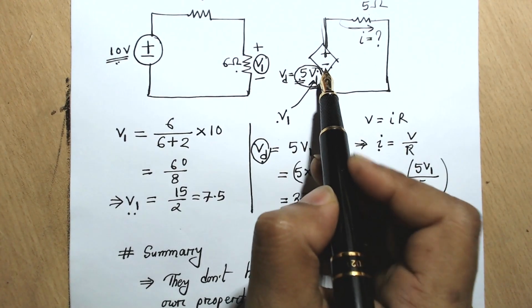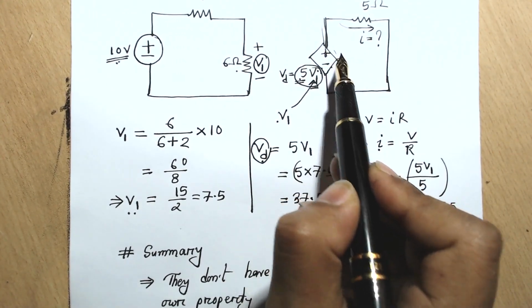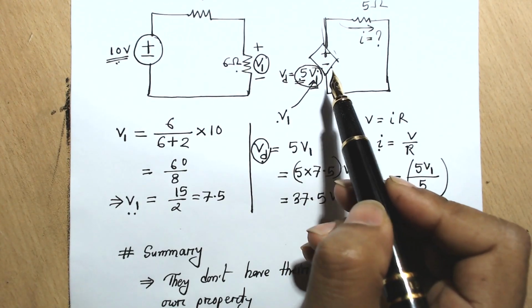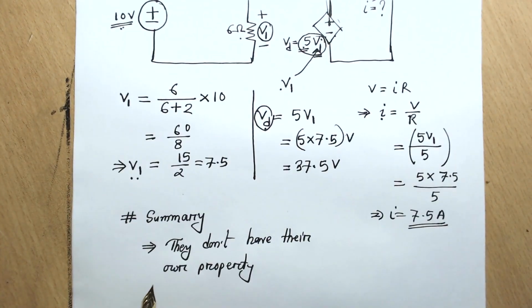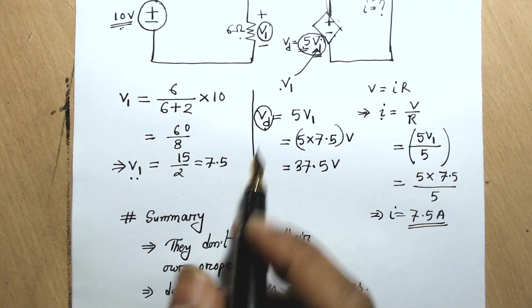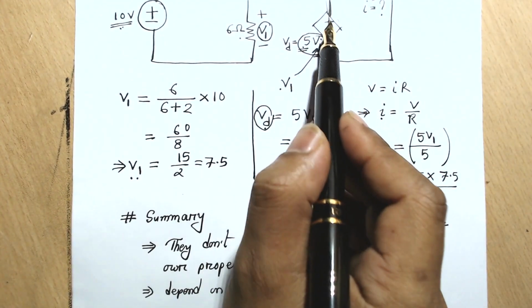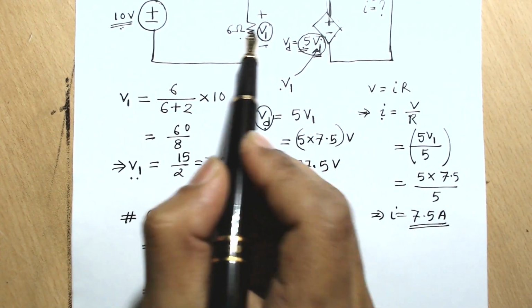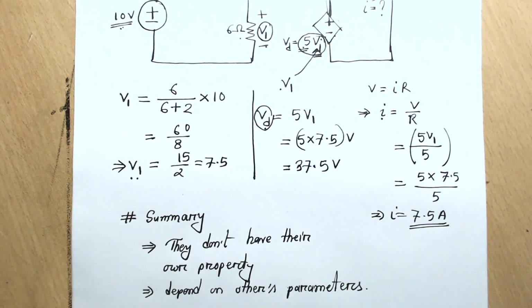Like in this example, this dependent source didn't have its own voltage. Rather, it depends on other parameters. In this case, the voltage of this source was dependent on the voltage of this resistance. This is how they are linked.